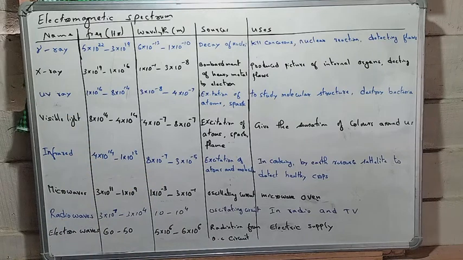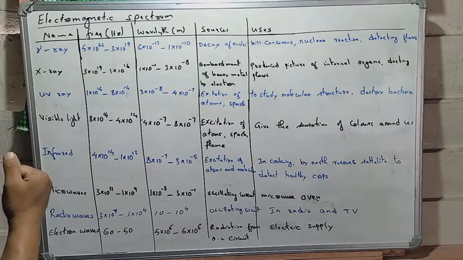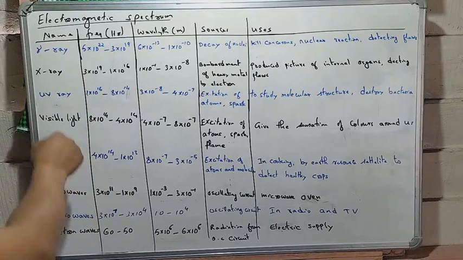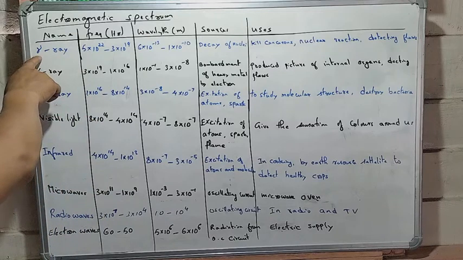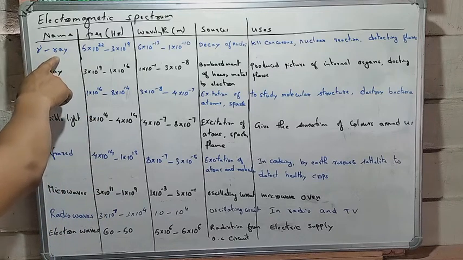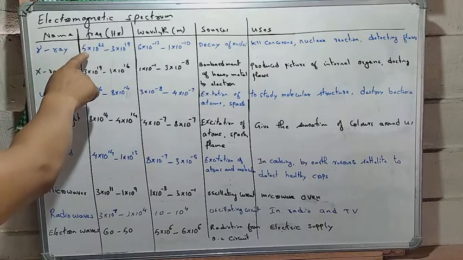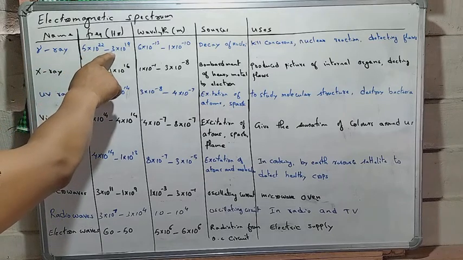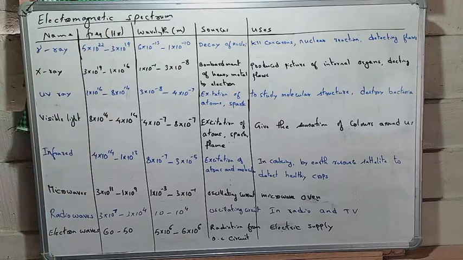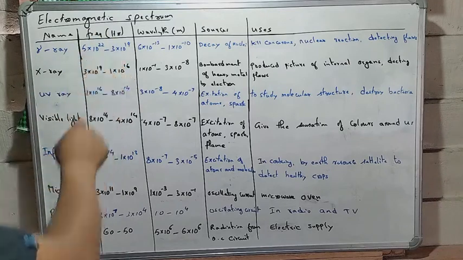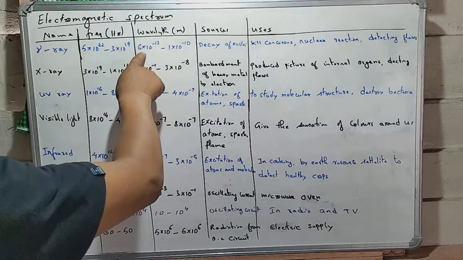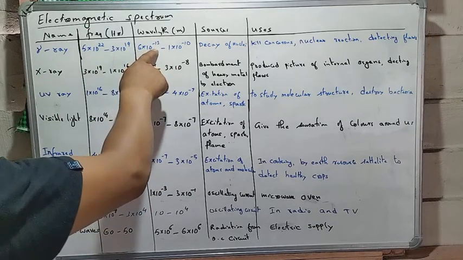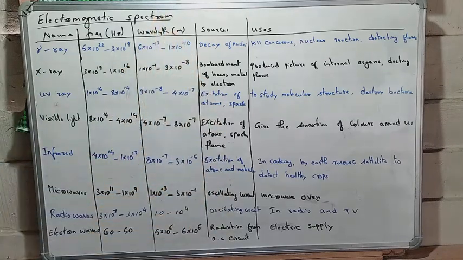Now let us discuss the electromagnetic spectrum as shown in this figure. The first electromagnetic wave is the gamma ray. This gamma ray has a frequency ranging from 5 into 10 to the power 22 up to 3 into 10 to the power 19 hertz. So this is the frequency of the gamma ray. And the wavelength is 6 into 10 to the power minus 13 to 10 into 10 to the power minus 10.